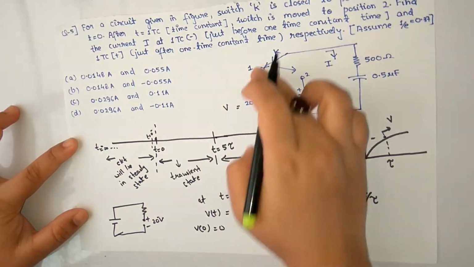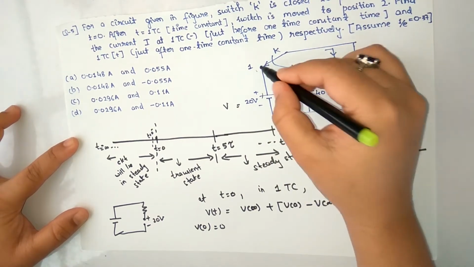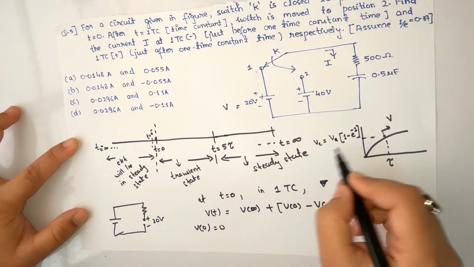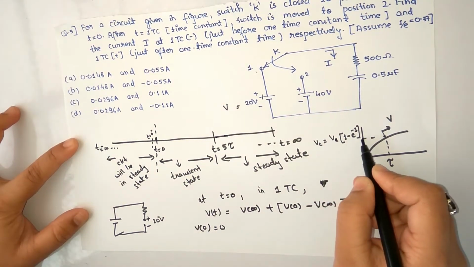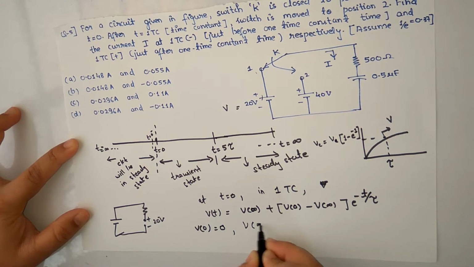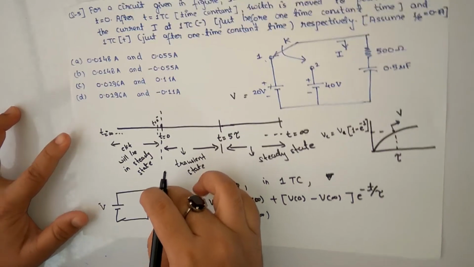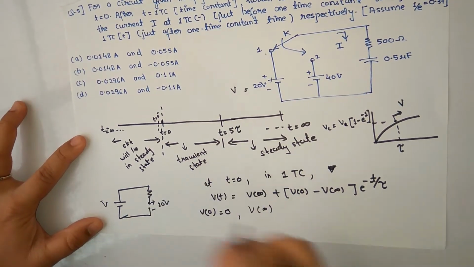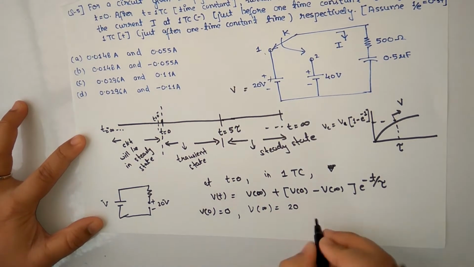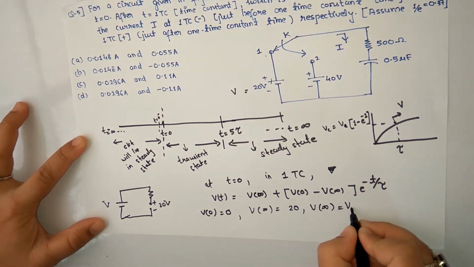I'm only considering this case. I'm not considering when the switch is moved from position 1 to position 2. Till now we are discussing only how we got V is equal to V1 minus e to the power minus t by tau. If V is 0, what will be V infinity? At infinity, this complete voltage appears across this open circuit terminal, so that is going to be 20 volts. So V infinity will be 20, or whatever the maximum value is. We can say V infinity is nothing but V maximum.